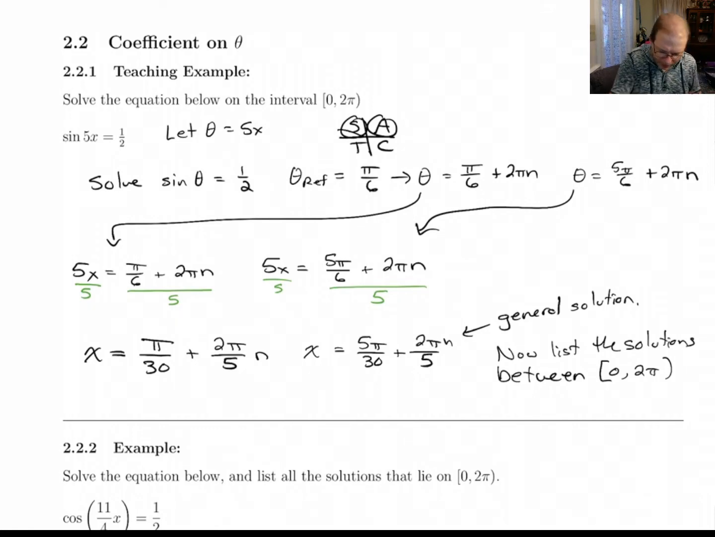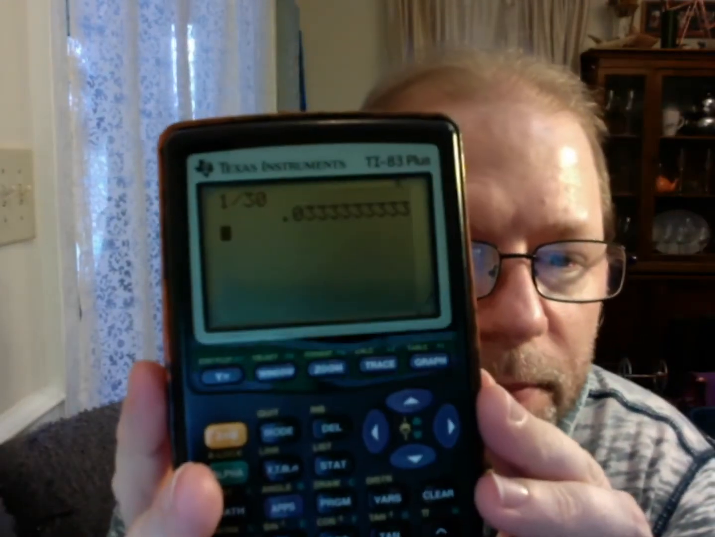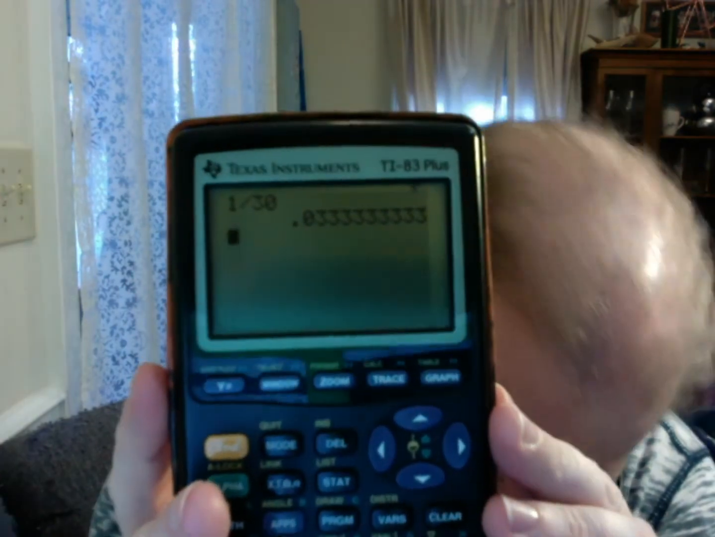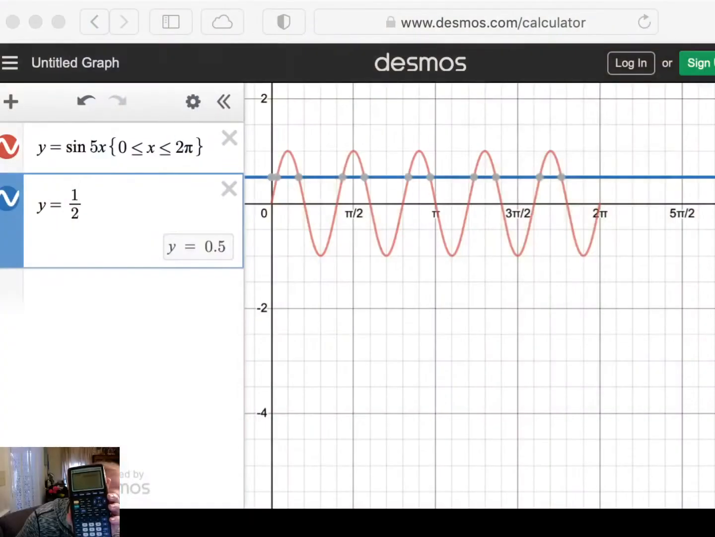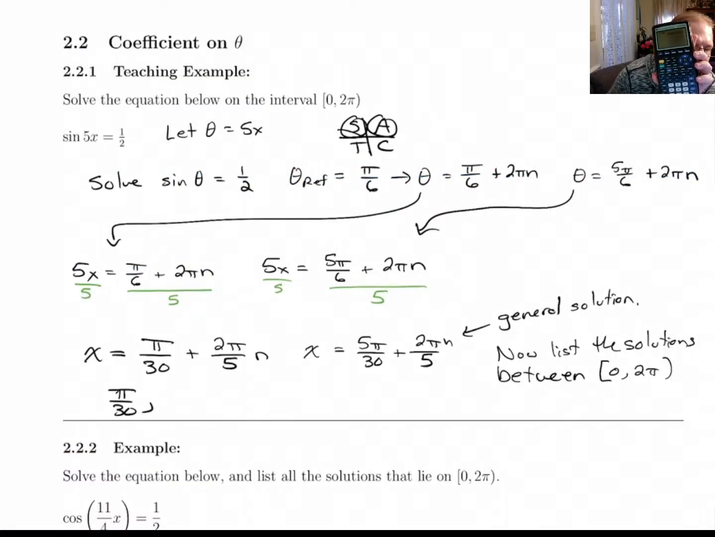So for pi over 30, we'll start with that. And what I'm going to do is leave the pi off on my calculator. I'm going to put in 1 over 30 here. And I'm going to start adding 2/5 onto it. Why 2/5? Well, we're supposed to add 2/5 pi onto it. So I've got the pi with a 1 over 30, and I'm going to start adding 2/5 onto it.